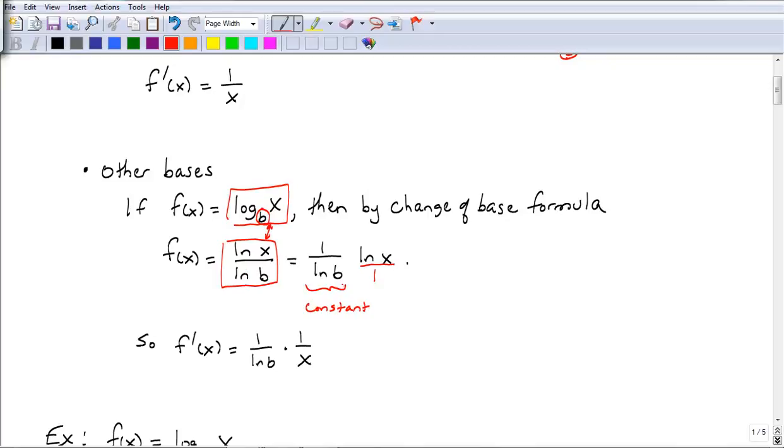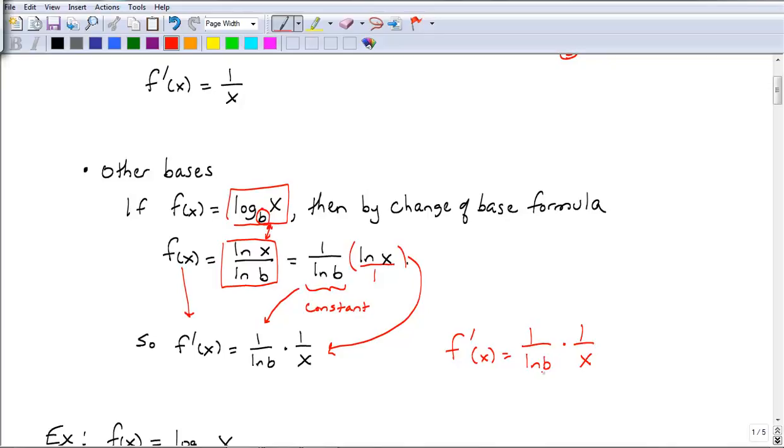But the natural log of b is going to be a constant. It's going to be a number, like 1 over the natural log of 2. So when I take the derivative of f of x, then that 1 over ln of b is a constant, so it sticks around. And the derivative of the natural log of x gives me the 1 over x. So when I take the derivative of a log of another base, then it's 1 over the natural log of that base times 1 over x.